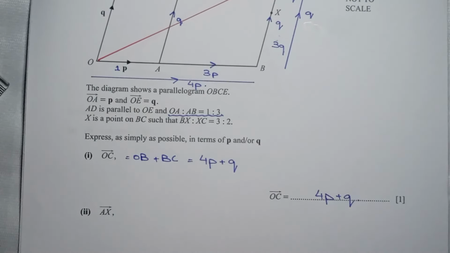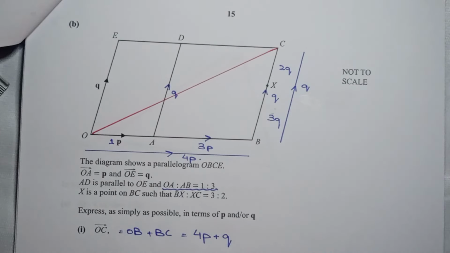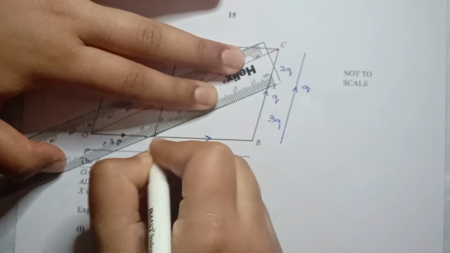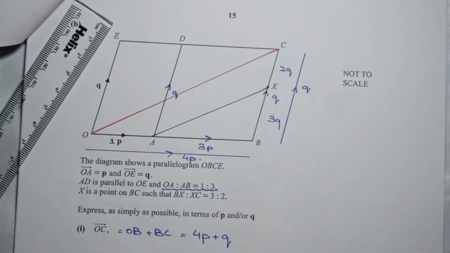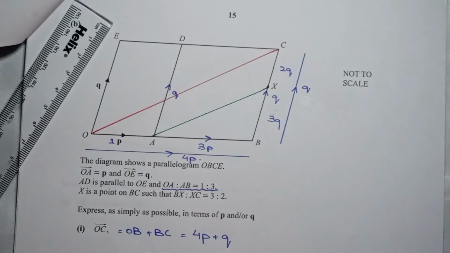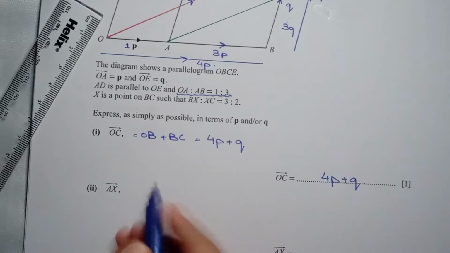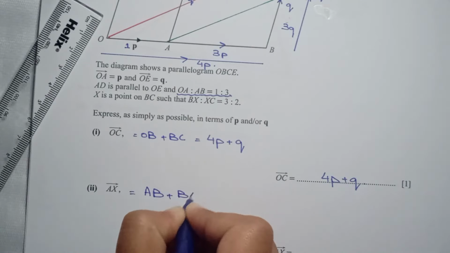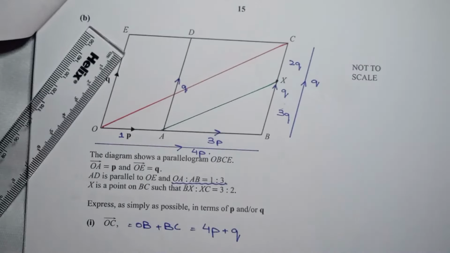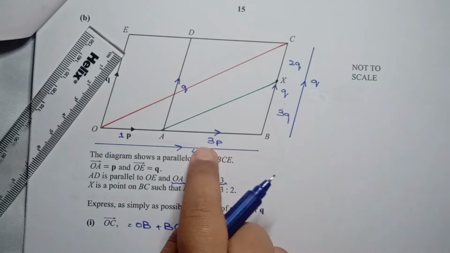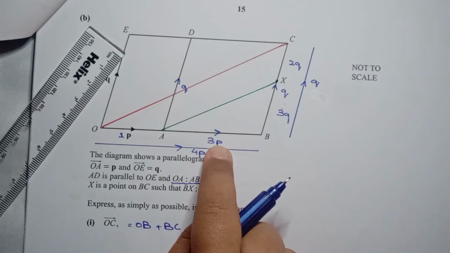For the second part, AX. We need to connect A with X, so this would be AX. AX follows a path A to B and B to X. So let me write it down. AX is AB plus B to X. What is AB? A to B we have given is 3P, right?